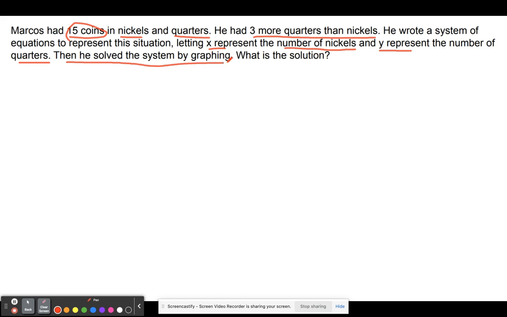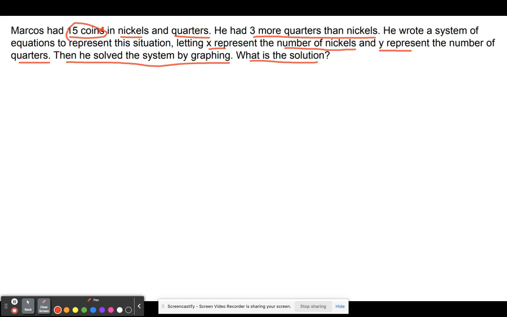Then he solved the system by graphing. What is the solution? Basically, what is X and what is Y? Okay, so here's the deal. We're not going to do graphing. We're going to go ahead and continue the methods that we've been using. So as we go through this, okay? So the first one's pretty simple.